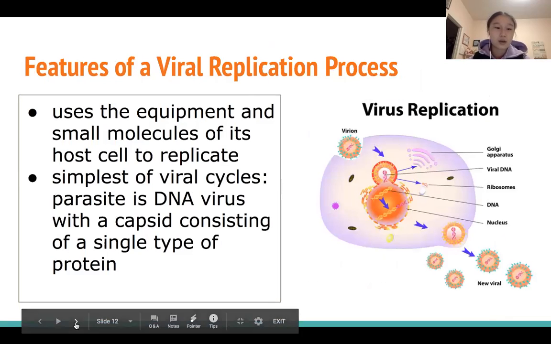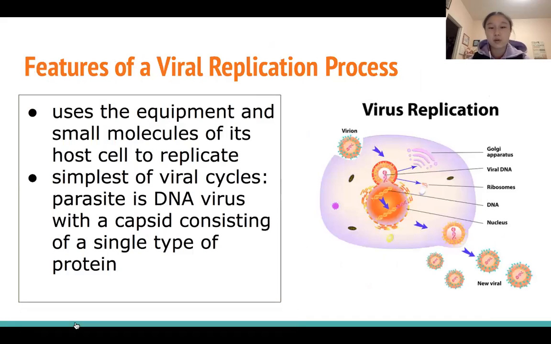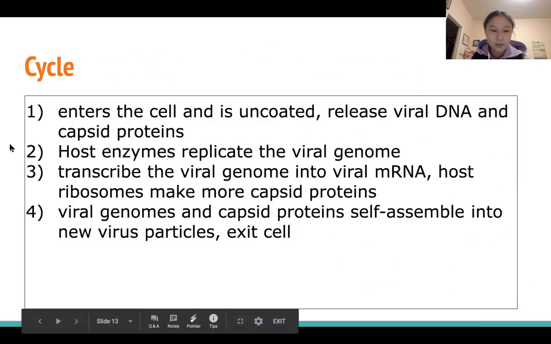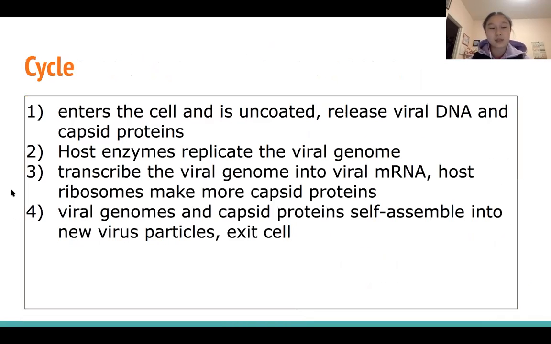Some features include that it uses the equipment and small molecules of its host cell to replicate. The simplest of viral cycles is a parasite that is a DNA virus with a capsid consisting of a single type of protein. Over here is a diagram, and if you follow the arrows, they show the different steps. But here are the different steps to the cycle.